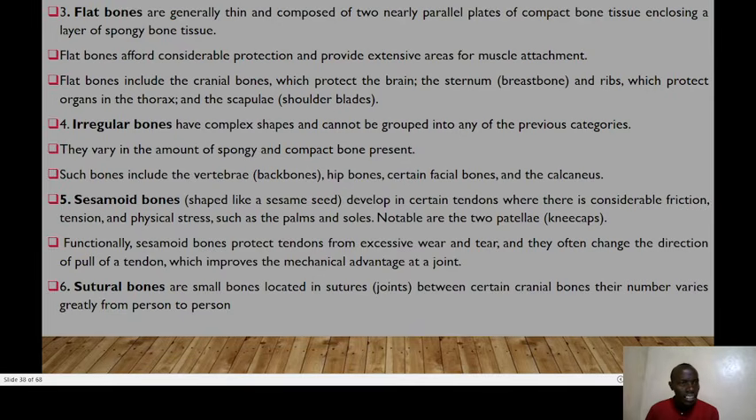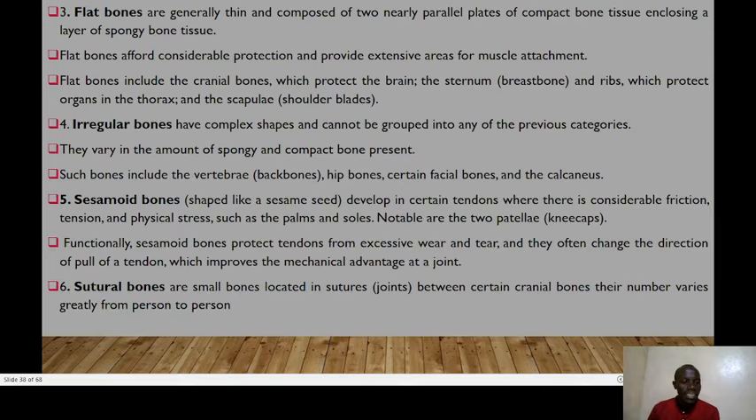Irregular bones are the fourth class, and they have complex shapes and cannot be grouped in either of the other groups. They cannot be classified as long bones, short bones, or flat bones. So they vary in the amount of spongy and compact bone present. Such bones include the vertebrae, the backbones, hip bones, certain facial bones, and the calcaneus.